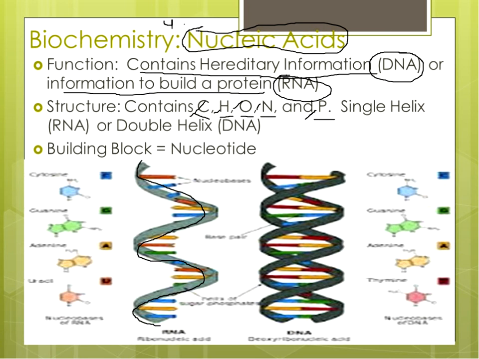And the building block for nucleic acids are called nucleotides. So again, make sure you know it's your hereditary information. Also, make sure that you know that it's made up of nucleotides. Also, know about the 5 elements that make it up: carbon, hydrogen, oxygen, nitrogen, and phosphorus. And finally, the two examples, RNA versus DNA.